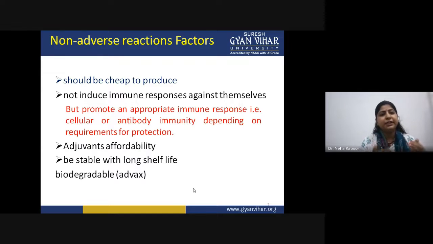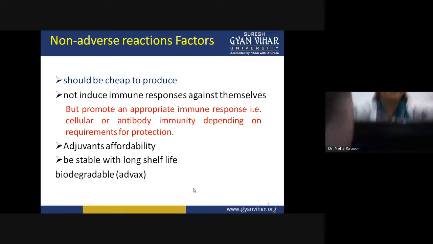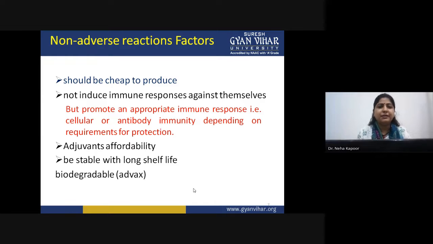Now, there are certain non-adverse reaction factors also. We shall use adjuvants that are cheap to produce, and they shall not induce any immune response against themselves. That means the adjuvant shall not be recognized as foreign material by our body. Instead, they promote an appropriate immune response, that is cellular or antibody mediated immune response, depending upon the requirement for protection. So that is the main concept.